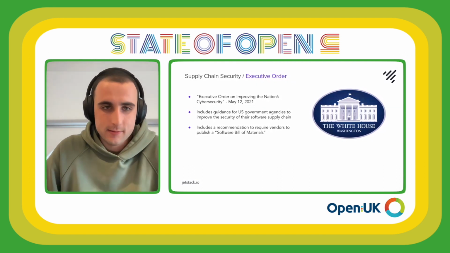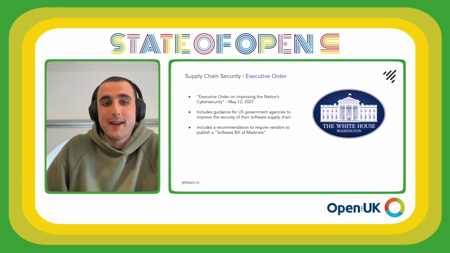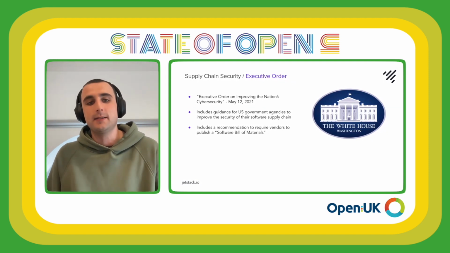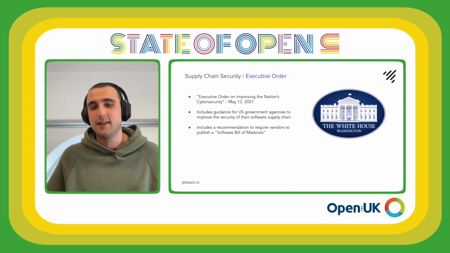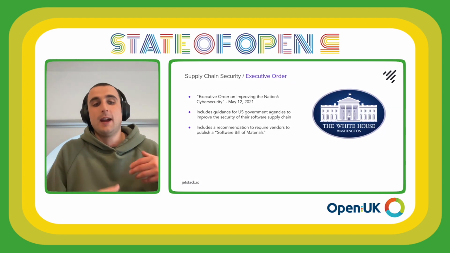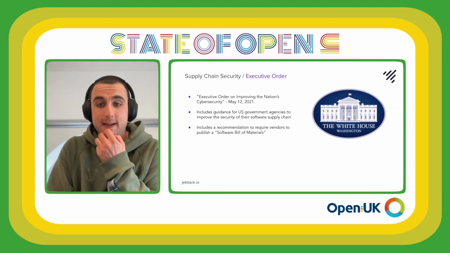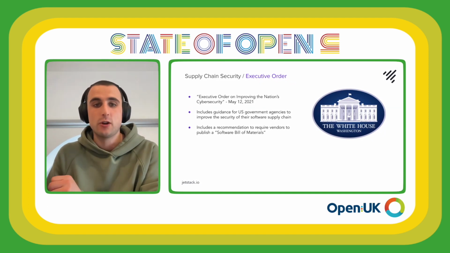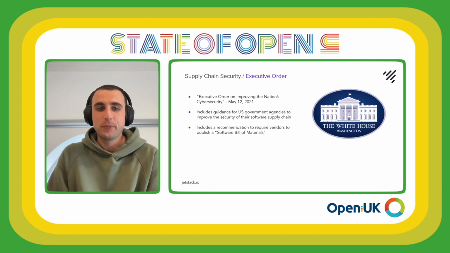So what did this mean? Well, in short terms, what it meant is that the US government provided guidance to all of the US government agencies that they manage as to how they can improve the security of their software supply chains. So the software that they themselves are depending on and the software that they are consuming within the government agencies.